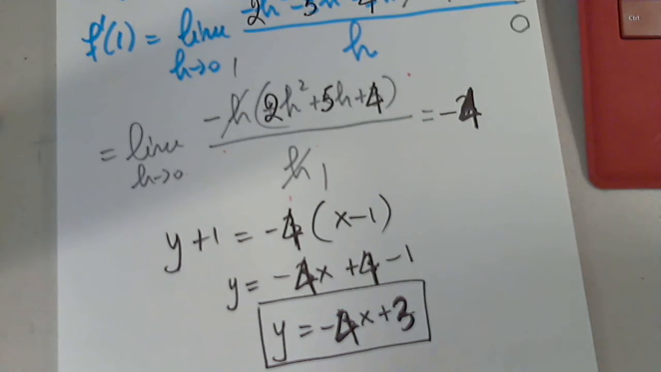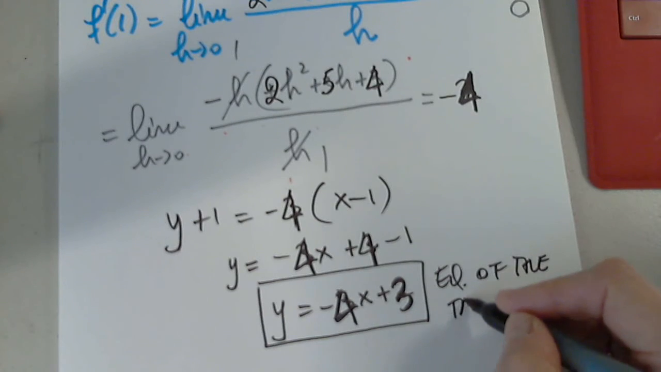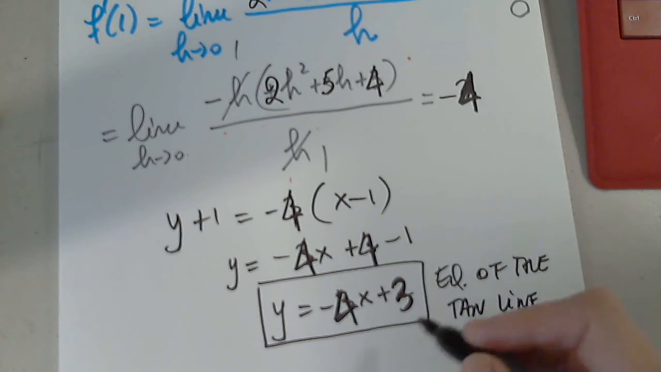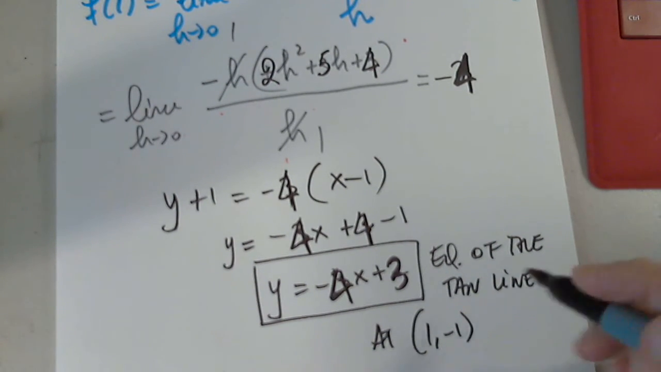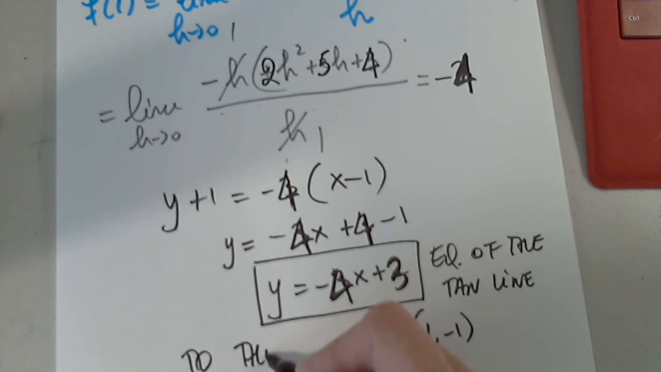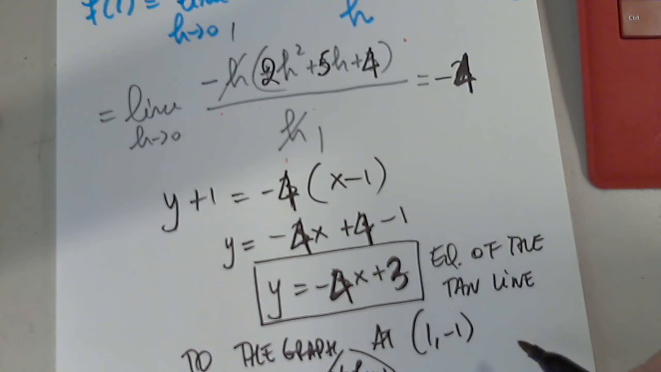So what does this represent? The equation of the tangent line at 1 comma negative 1, tangent line to the graph of f of x at 1 comma negative 1. Very good pick.